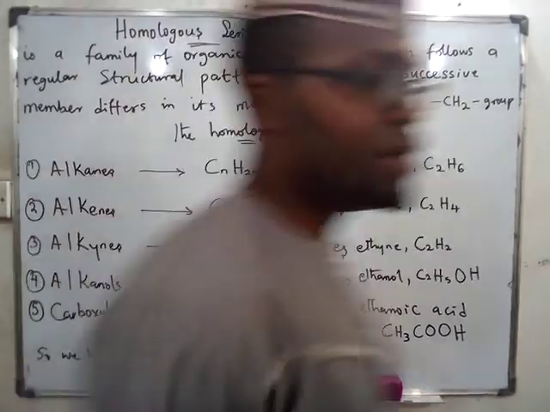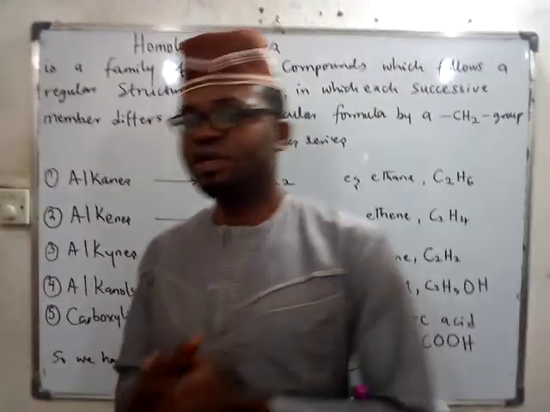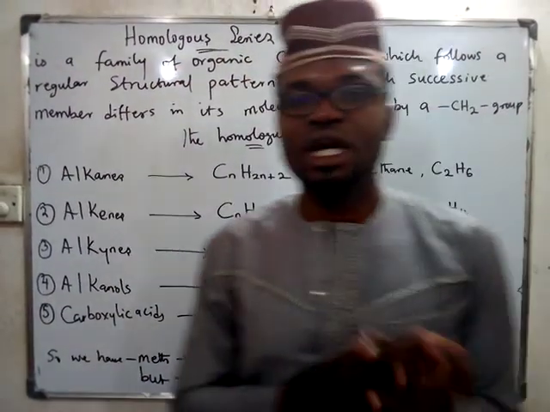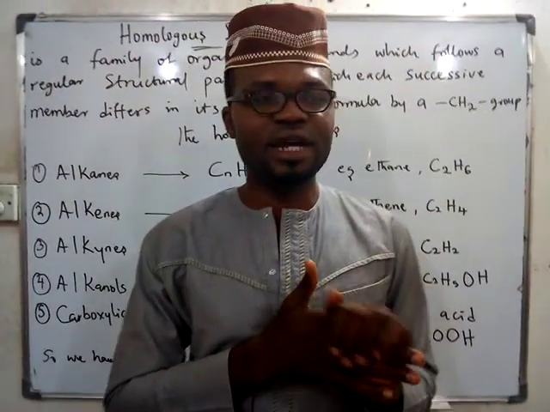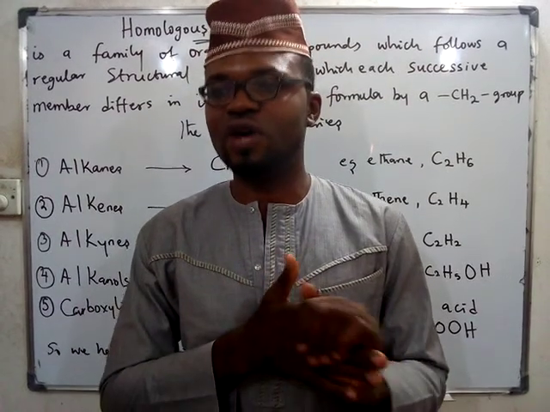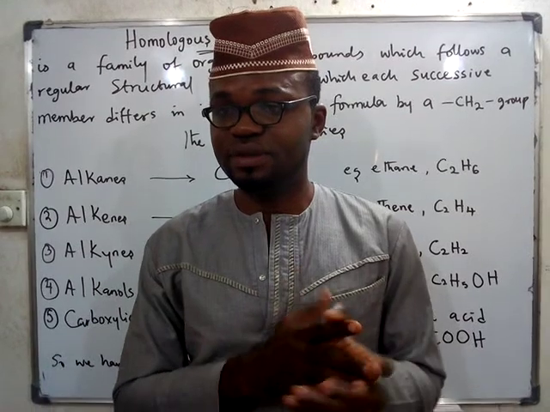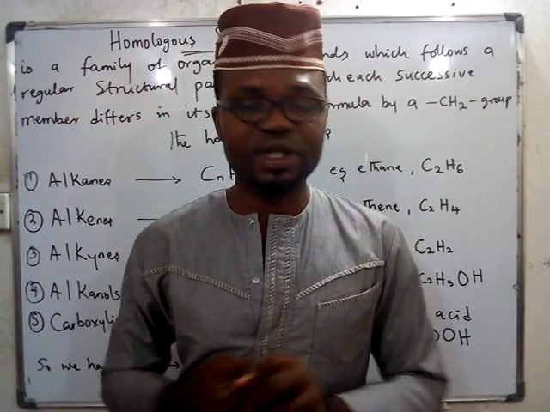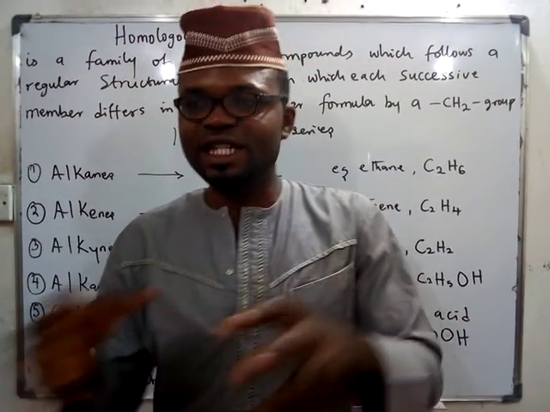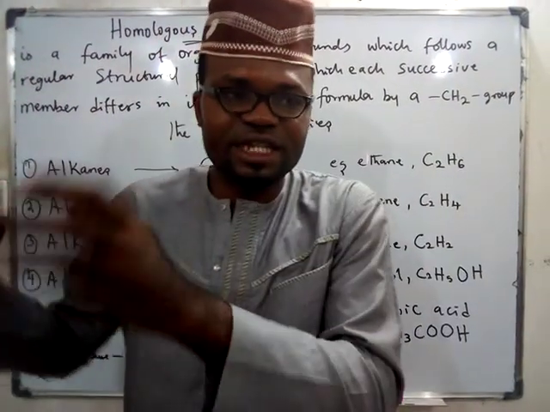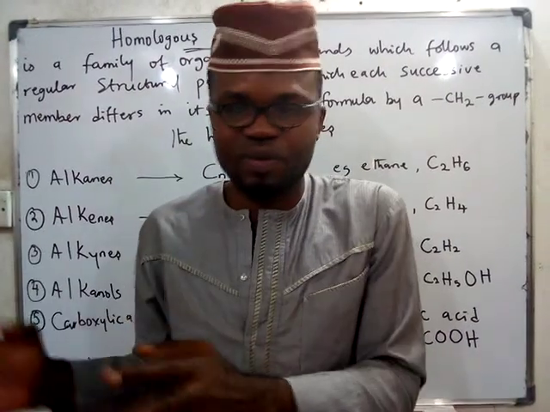Yes, welcome. Today we're going to be looking at homologous series. I told us that there are numerous organic compounds, up to 3,000 of them. In chemistry, these organic compounds are classified into families, into groups that share similar physical and chemical properties.